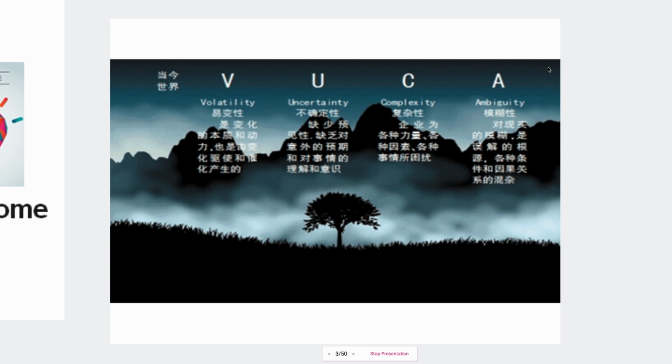And then the U is uncertainty. We don't know what will happen tomorrow or what will happen next month. So this is uncertainty. And the C is complexity. That is everything is mixed. So we don't really know, from our character to our vision, every factor is complexity. And the A is ambiguity. Ambiguity is everything is not clear. So this is the VUCA word.